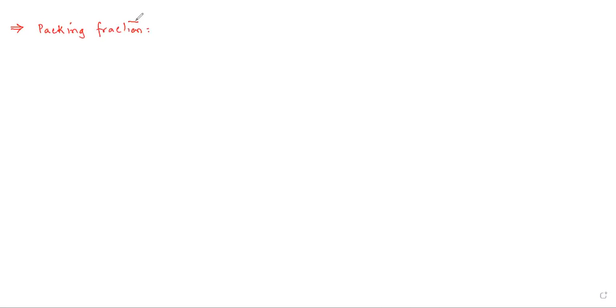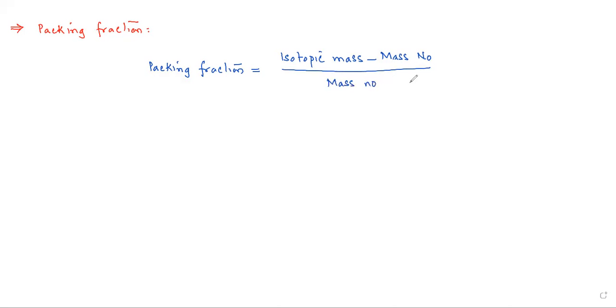Now coming to packing fraction. The packing fraction can be given as isotopic mass minus mass number, divided by mass number, into 10 power 4. Okay.